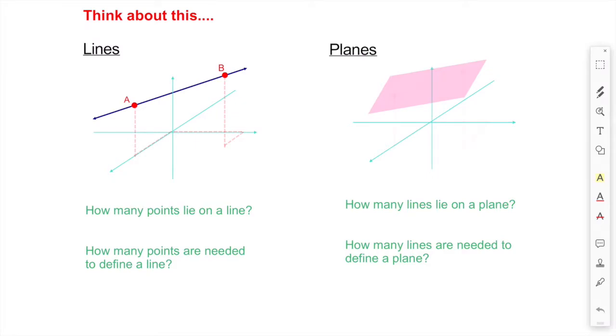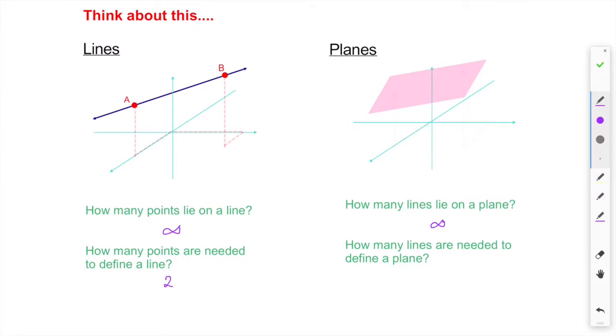The question that I have is, how many points lie on a line versus how many lines lie on the plane? So you can think about that, right? I hope you will say that there are infinitely many points on the line and you can draw infinitely many lines on the plane. Now, how many points are needed to define a line? We know that we need to give the direction of a line, so it takes 2 points basically, right?